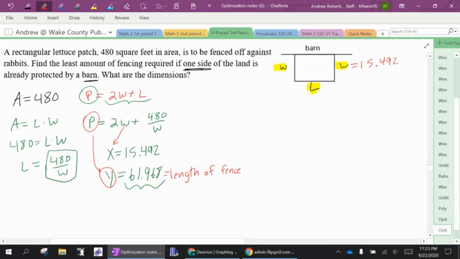So this is 15.492. And if I want to figure out my length, I have two options. I could say this equals 61.968 and then subtract 2W. That would work fine because this is W. What I'm going to do is say 480 equals length times width, which is length times 15.492. And then just divide both sides by that 15.492. That's all I'm going to do.